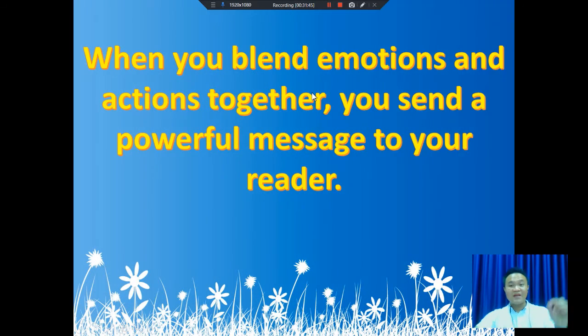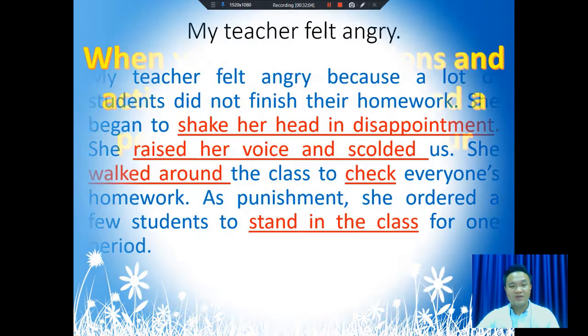Now, when you blend emotion and action together, you send a very powerful message to your reader. This is so important. Emotion plus action together in one paragraph. Wow, the effect is so amazing. I prepared some examples for you, and you can see here.